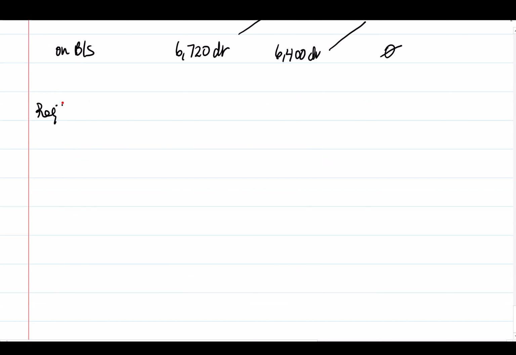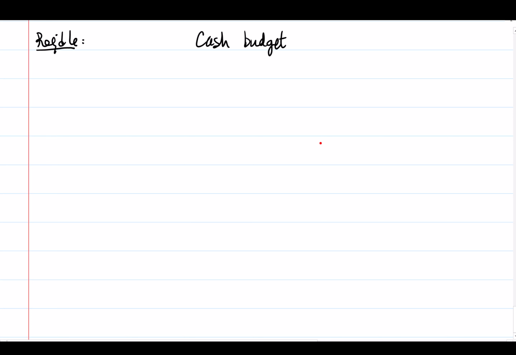Required 6. Cash budget. Cash budget. So I want to do April, May, and June, and then for the quarter.